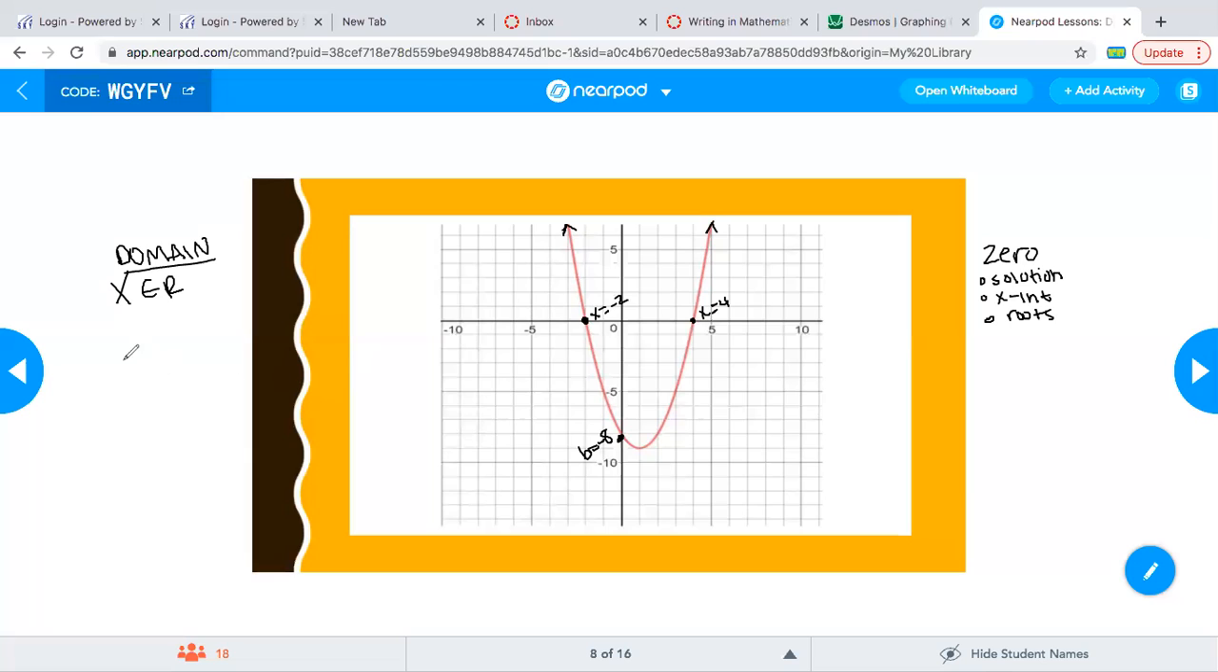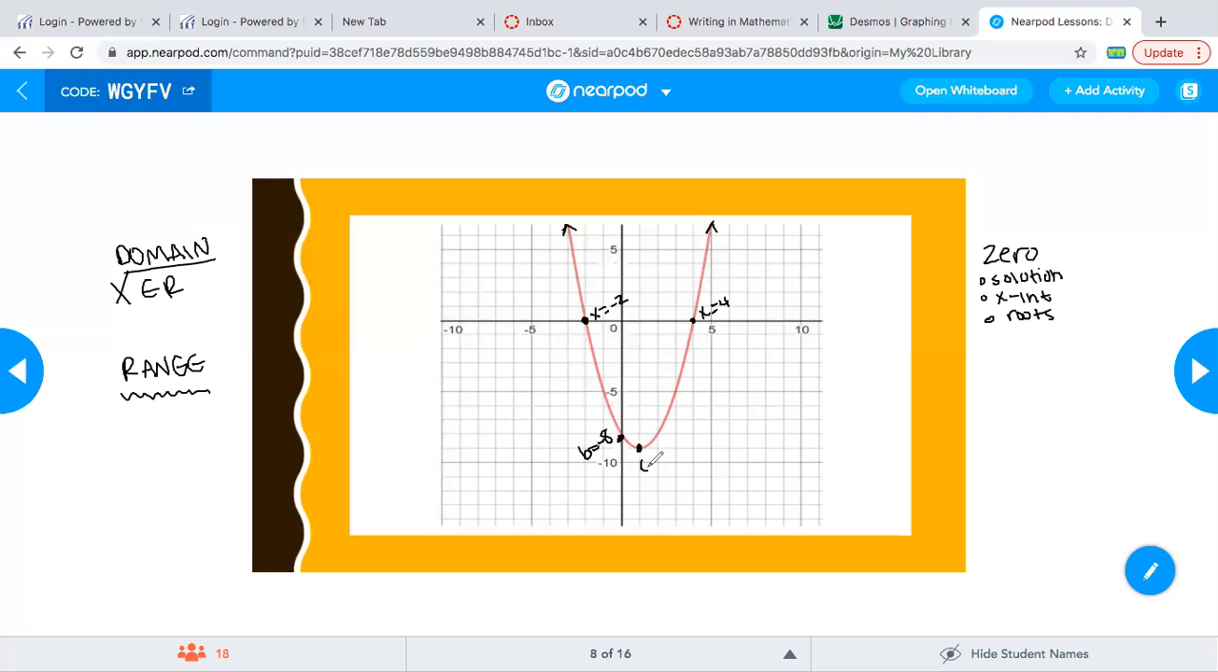Look at the range. Don't say it out loud. Everyone get an idea what you believe the range is. Okay. Grayson, go ahead. All numbers that are above -9. Perfect. Because this bottom point right here is at -9.